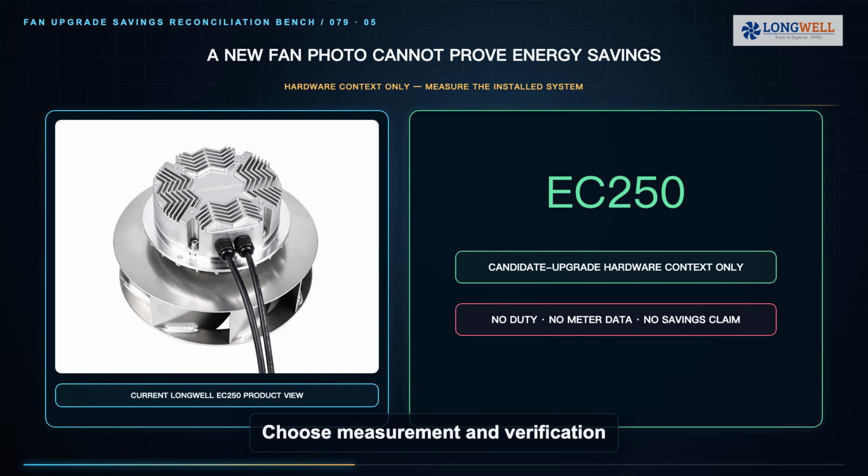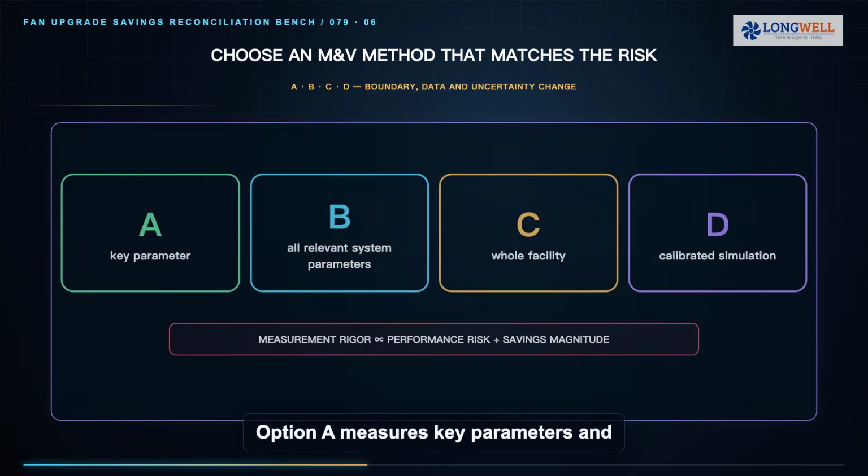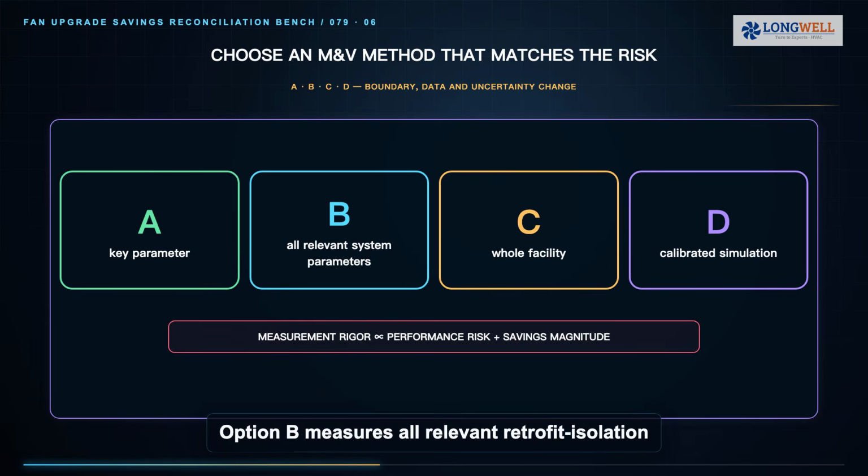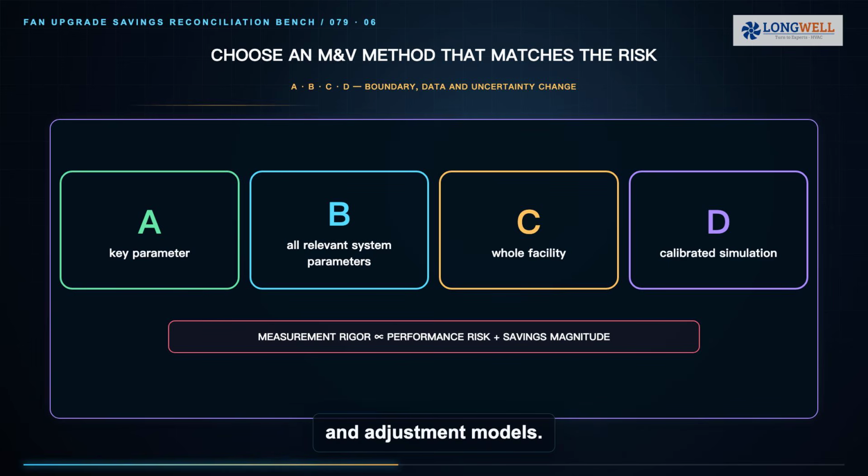Choose measurement and verification rigor according to project risk. Option A measures key parameters and stipulates others. Option B measures all relevant retrofit isolation parameters. Option C uses whole facility energy and adjustment models. Option D uses calibrated simulation. The selected method changes the boundary, data burden, cost and uncertainty. Agree on it before installation.